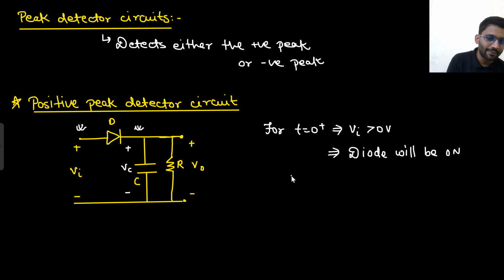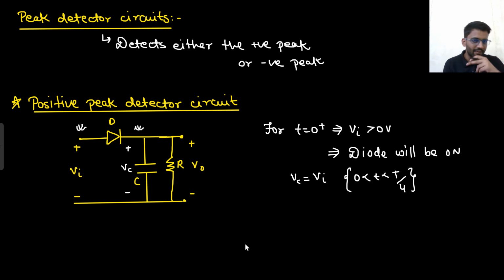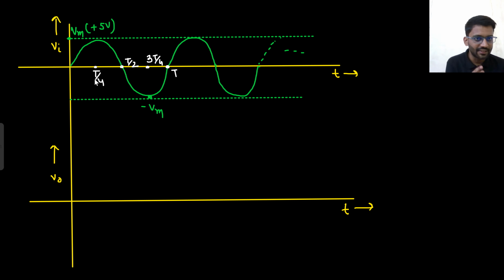So what will happen? The capacitor will start following the input, and it will go from 0 till T by 4. Why T by 4? Because after that the nature is changing. After that the input is decreasing. So that's why I am saying till T by 4 only.